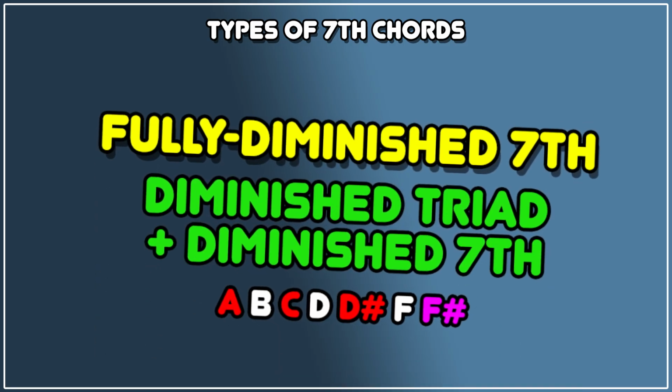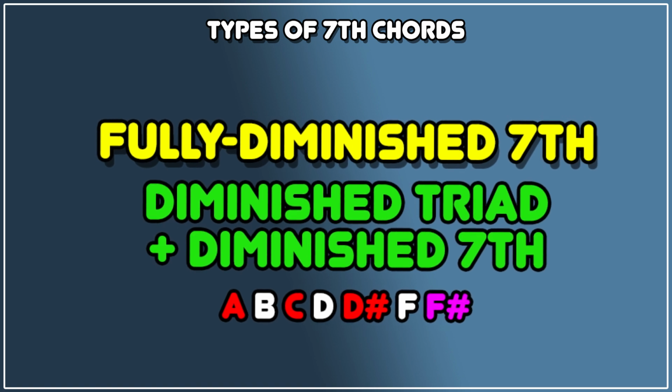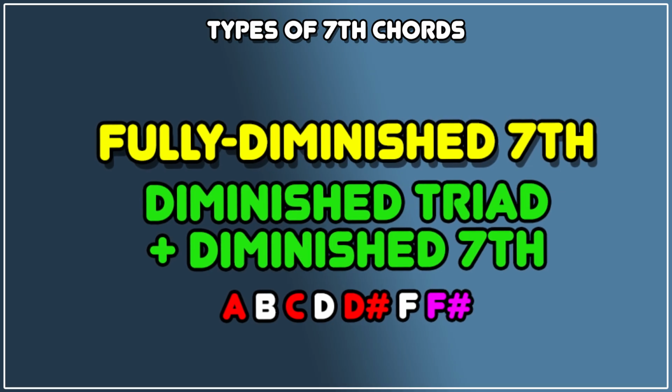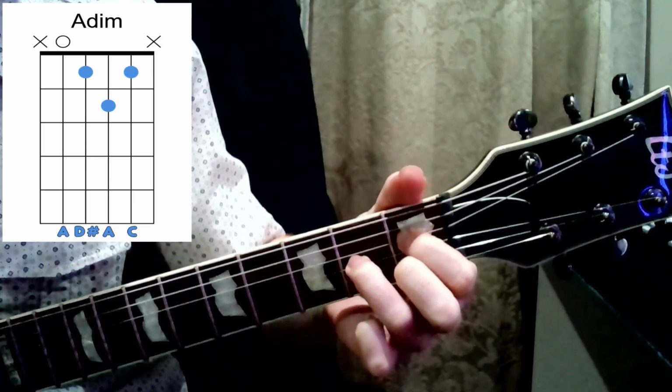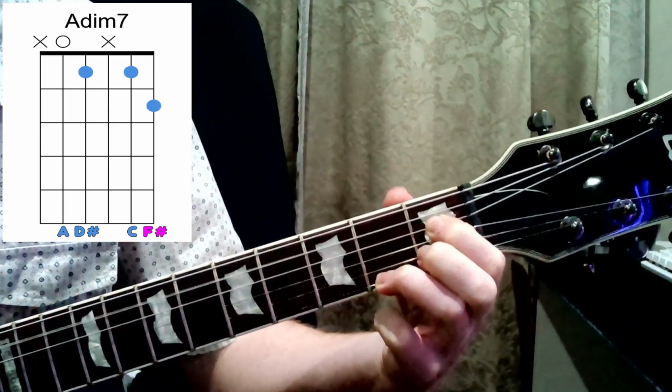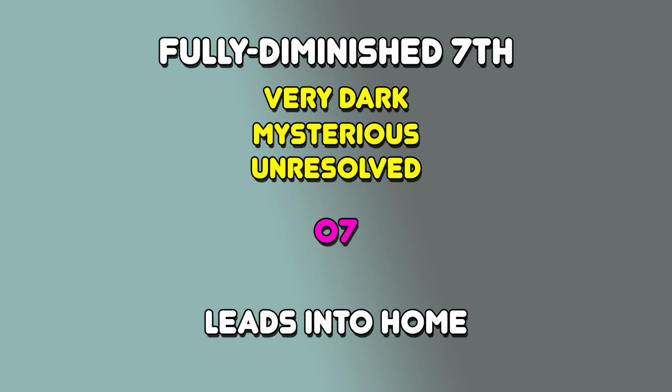Lastly, we have the fully diminished 7th. So if you start on a diminished triad and add the diminished 7th, which in intervallic theory is the major 6th, or you can think of it as 1 semitone down from your minor 7th, you end up with this. The fully diminished 7th gets used more than we realize. Think James Bond. This is a very dark sounding, mysterious, and unresolved chord. It is notated with a full circle and a 7 and leads very well into our home chord.